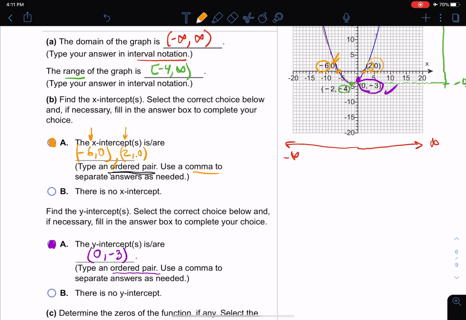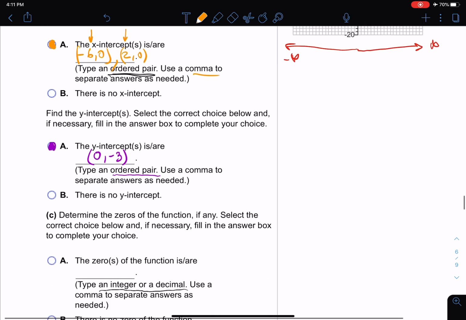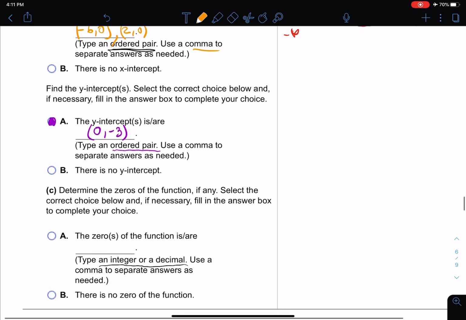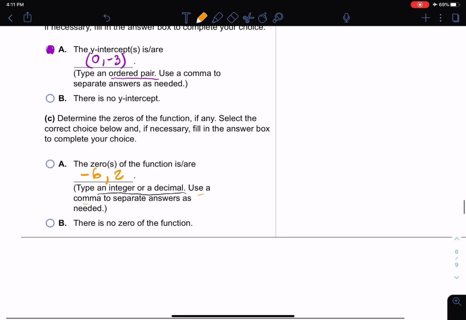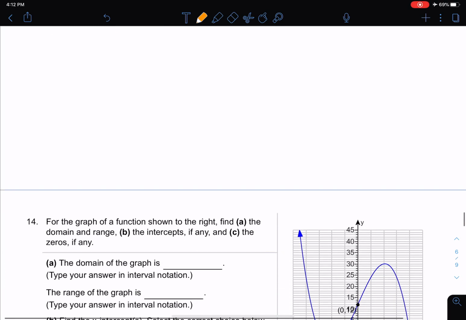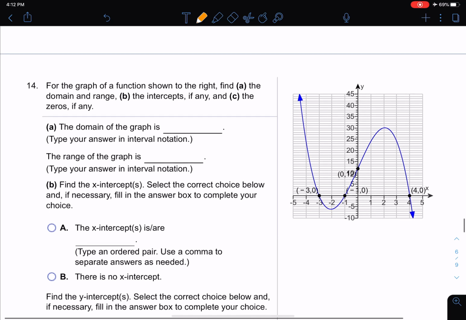When x is 2, y is 0. That's why that's another zero of the function. But they also happen to be x-intercepts. We're going to write it like this. It says use a comma to separate. So -6, comma, 2. And do not put parentheses around it because then it starts looking like ordered pairs. All right, that is done. Is the whole thing done? Yes. Whew. Okay, next one.